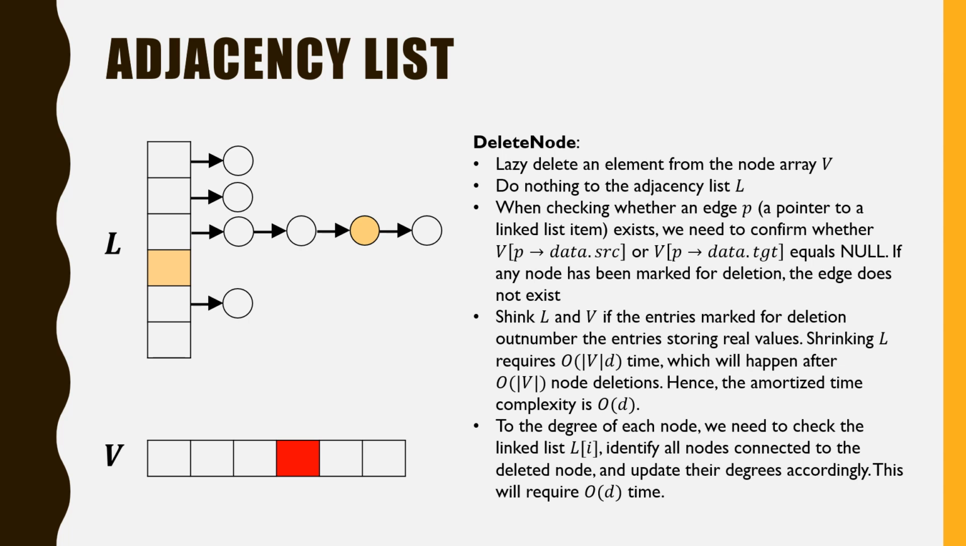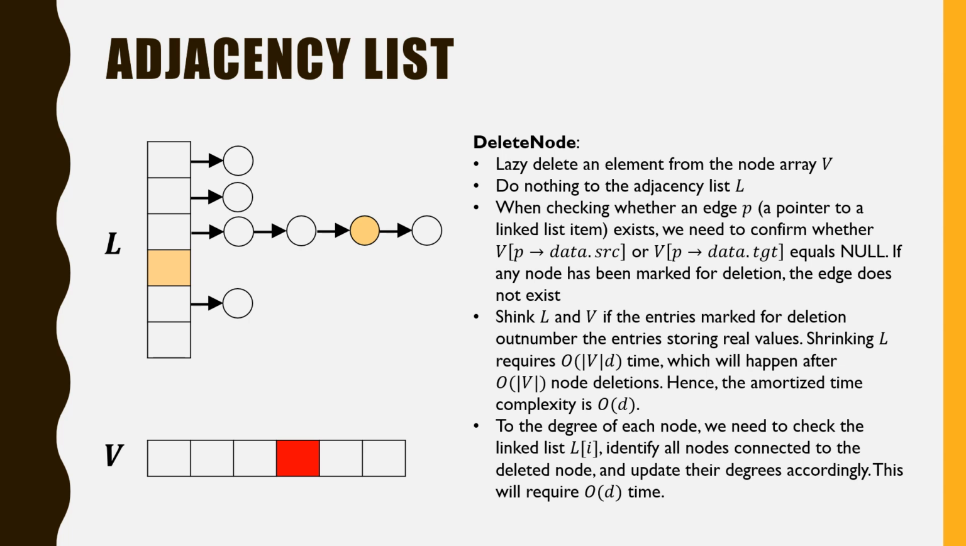Next, we discuss the delete node operation. To remove node i, we perform lazy deletion by marking the entry Vi as null. Additionally, we also need to remove all edges associated with node i from the graph. This can be done by deleting Li and all linked list items representing edges that target node i. That is, the yellow array entry and linked list items shown in the figure.